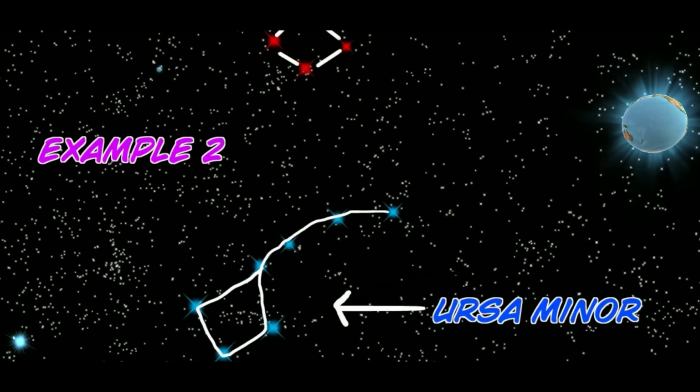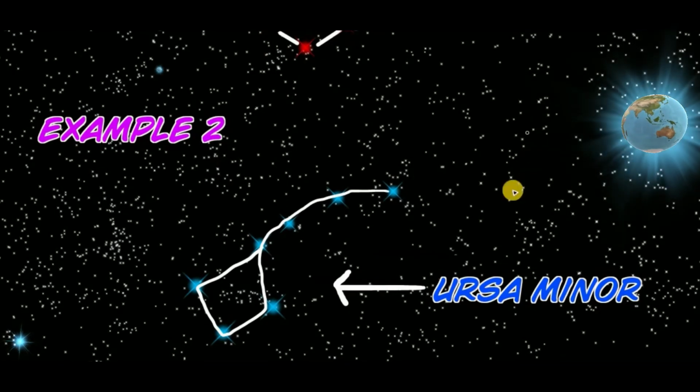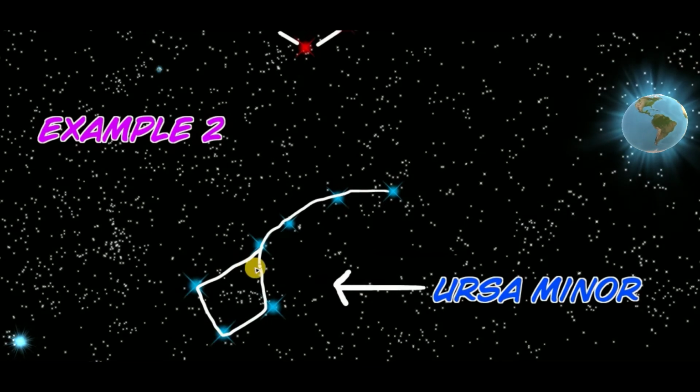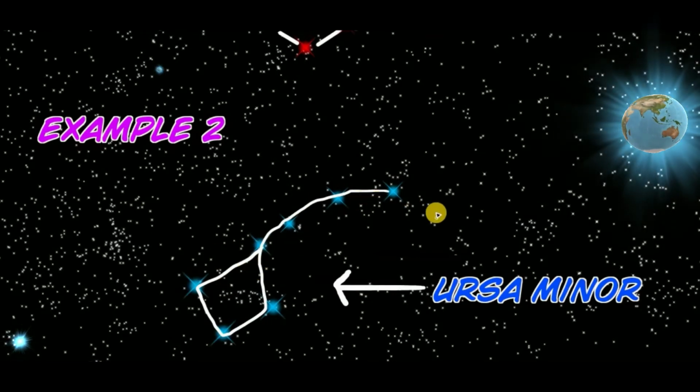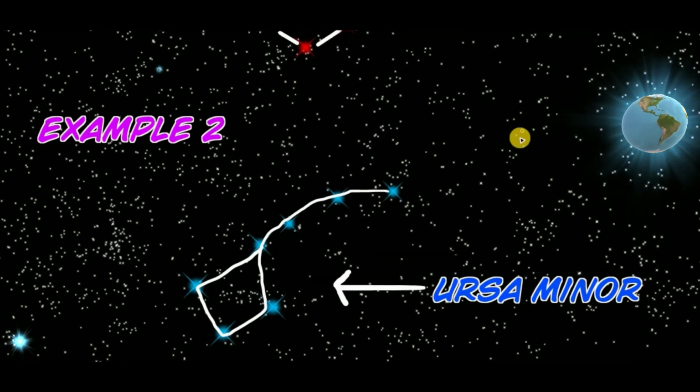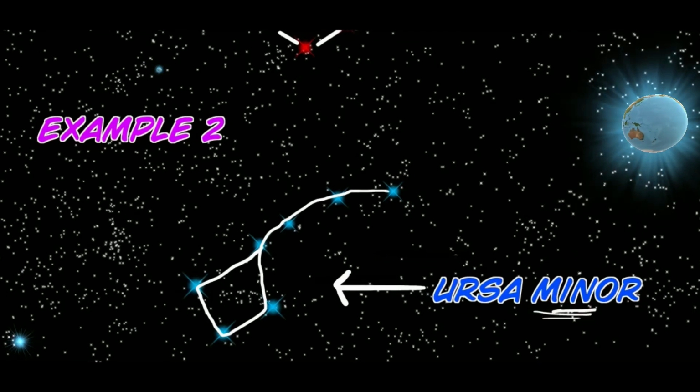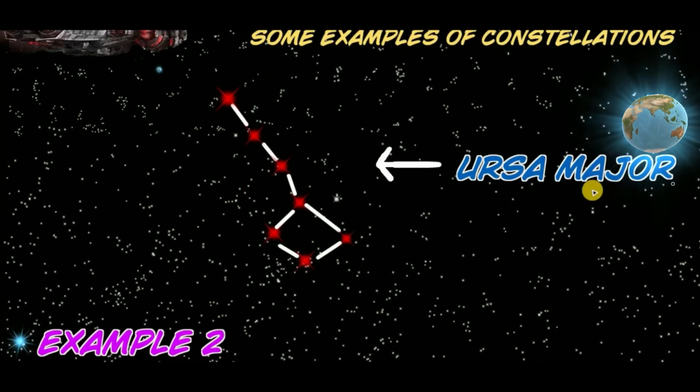Even though these two constellations represent the same shape, they are two different groups of stars, very different groups of stars. That is the reason why they are two different constellations. And another thing that you observe here, this constellation is given the name Ursa Minor, and this constellation is given the name Ursa Major. Why is that?